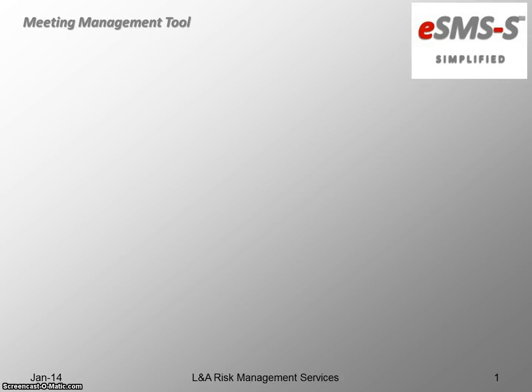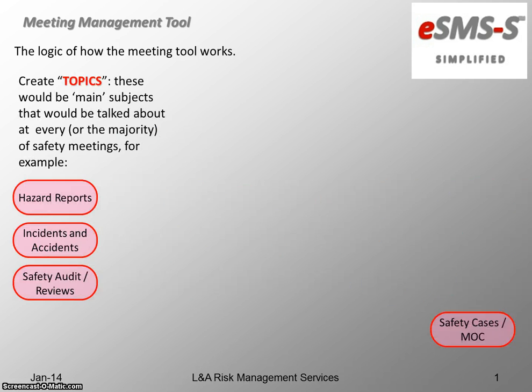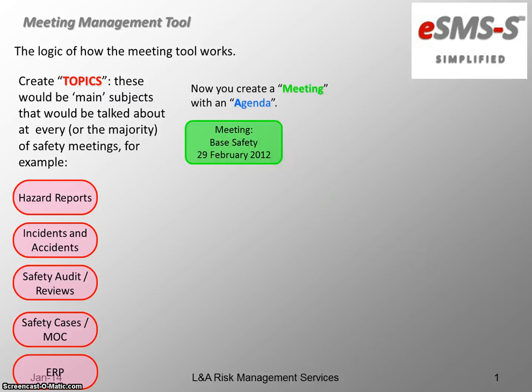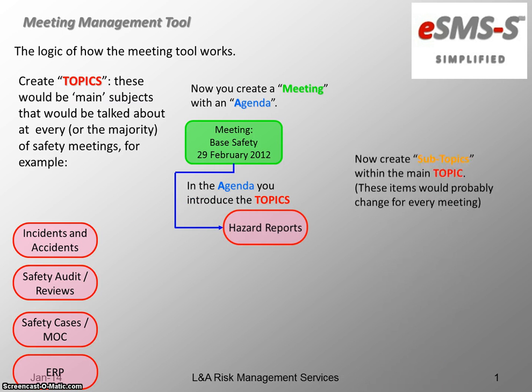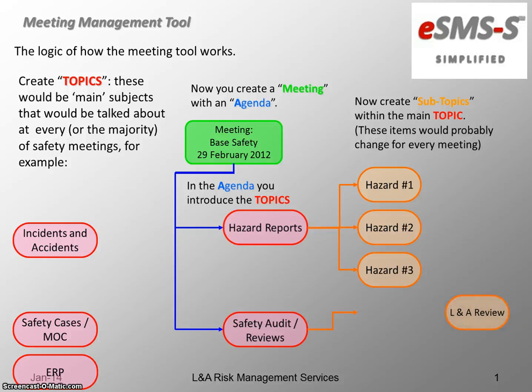Let's recap what we've done so far. We've discussed the meeting management tool. We've discussed how the logic of the meeting tool works. In other words, we create topics. These would be the main subjects that we talk about at every or the majority of meetings. We've discussed how to create a meeting, how to add agenda topics to our meeting, and how to add subtopics to our meeting. And then add more agenda topics to our meeting and subtopics.